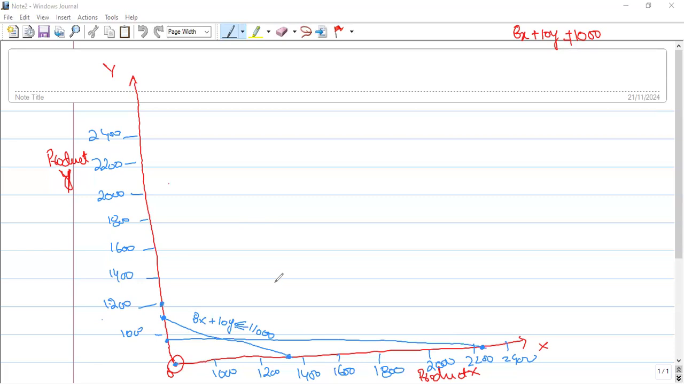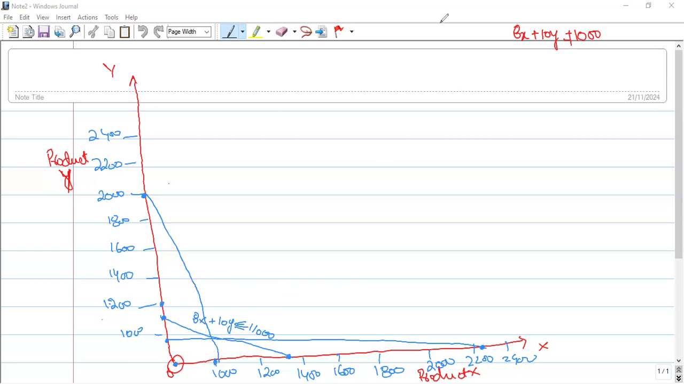And Y is equal to 2000 and 1000. If X is equal to 0, Y is 2000, and 1000. X is 1000. This is the point. We will draw these lines.